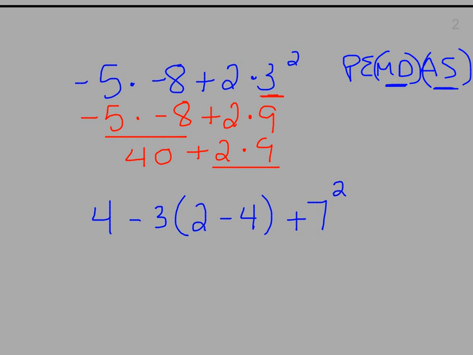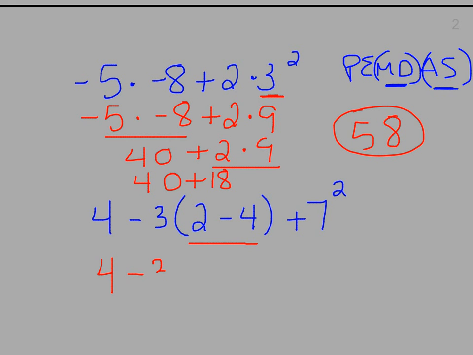And now I can do this multiplication. So this becomes 40 plus 18. And then so now I can just add, 40 plus 18 is 58. So that's that answer. Looking at this one, here's one like the one that you're going to have with the parentheses. So I need to do what's inside the parentheses first, which is 2 minus 4. So I'm going to go ahead and write this down. And 2 minus 4 is negative 2.